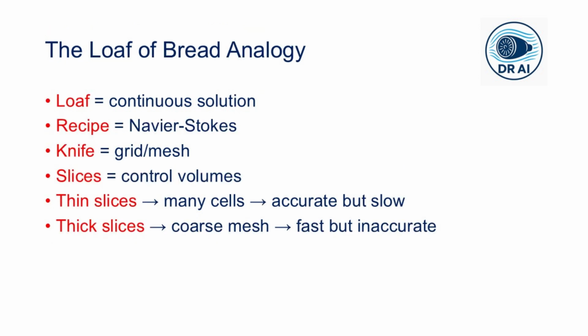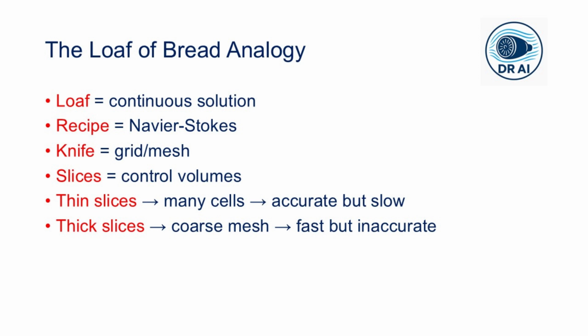So let me give you an analogy I use with my students most often. Take a fresh loaf of bread, the whole unsliced loaf. That is your continuous solution, smooth, unbroken, and complete. The recipe for the dough is the Navier-Stokes equation. Now, discretization is the act of slicing that particular loaf. The knife is your grid or mesh. Each slice is a control volume or element.